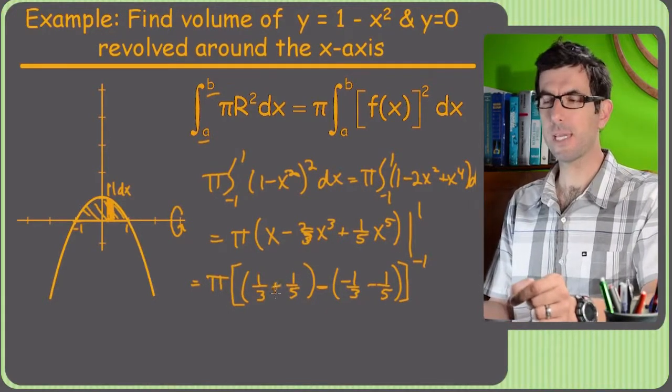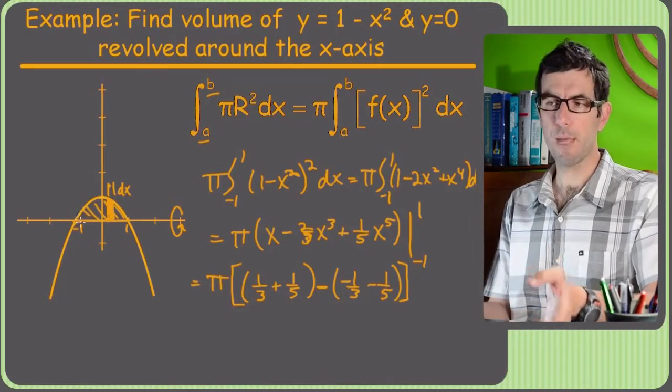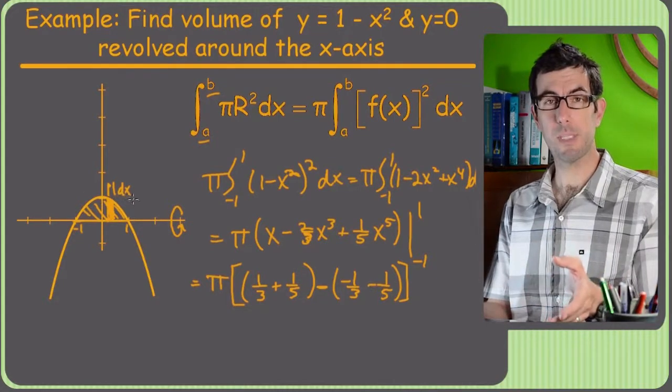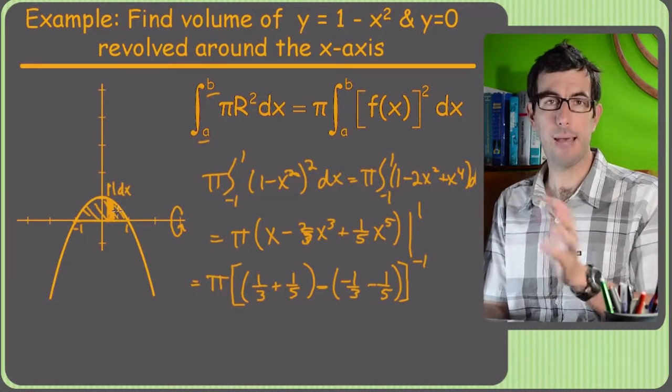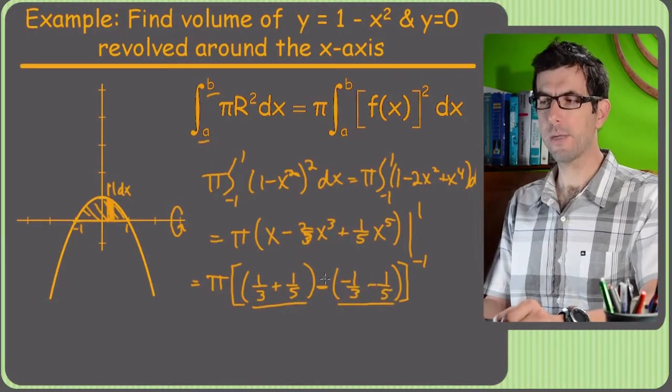Alright, now you'll see something interesting happen here, and this is going to happen a lot. Because we have sort of a symmetrical shape here, it goes from -1 to 1, you can imagine the volume from the left half of this region is going to be the same as the volume from the right half of the region, because it's like two halves of the same thing. So that's why this and this are identical expressions.